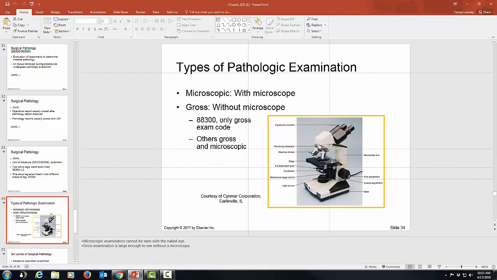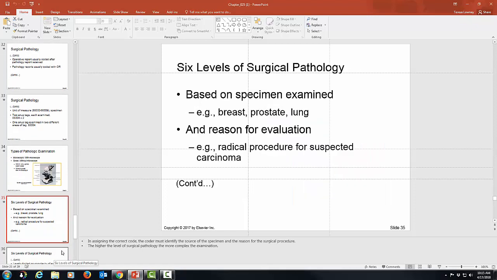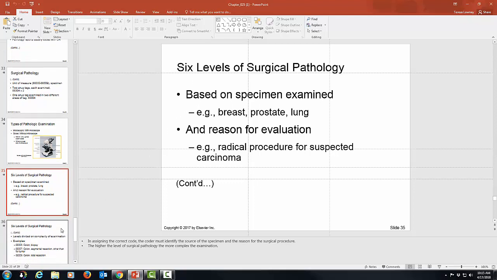Your types of pathologic examination: microscopic is with a microscope, and gross is just looking at it without the microscope. You need to make sure that you're coding that. Microscopic examinations are of things that cannot be seen with the naked eye, so there, use your lovely little microscope. Okay, there are 6 levels of surgical pathology, on page 664 in your textbook. You want to be sure to read through those to make sure that you're familiar with them, because that's very, very important. You can't assign the code without knowing the source of the specimen and the reason for the surgical evaluation. So why are we doing it?